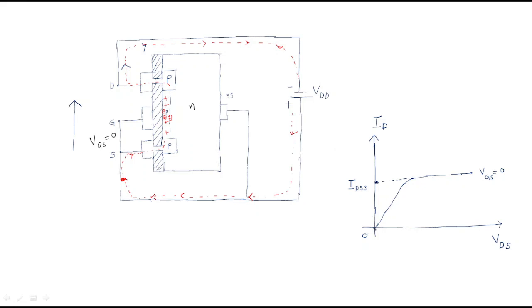So we will write the first point here: when VGS is 0, the gate to source voltage is 0. If the input voltage is 0, then directly the holes will flow from source to drain.